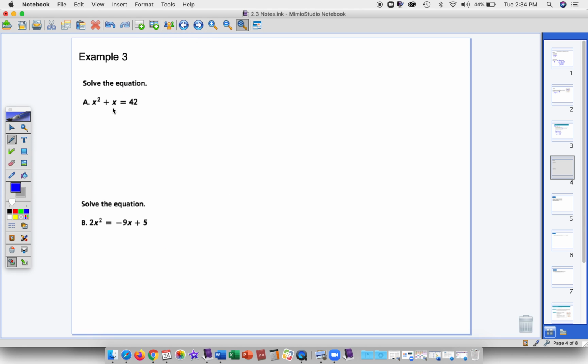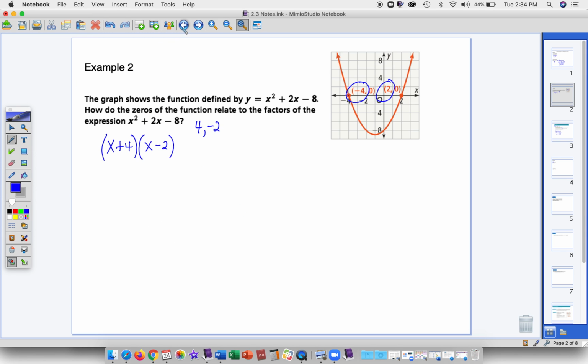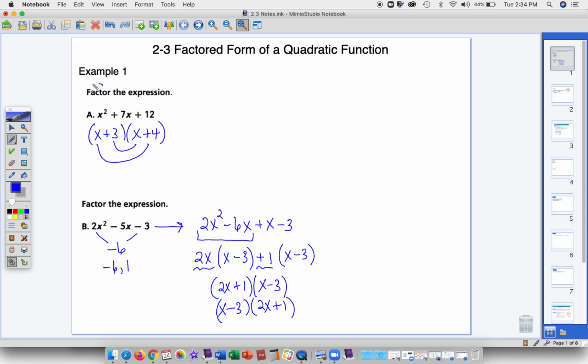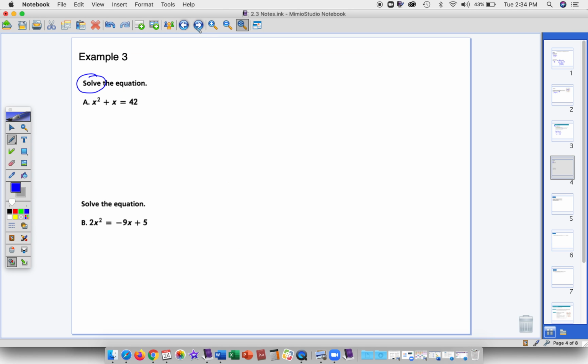Okay, so example 3, now we are solving the equation. So always pay attention to your instructions, right? Solve the equation, let me back up again, versus factoring. If you're factoring, you just factor and you stop there. If you're asked to solve, then we actually want to get what does x equal, right? And we're going to use that zero product property.